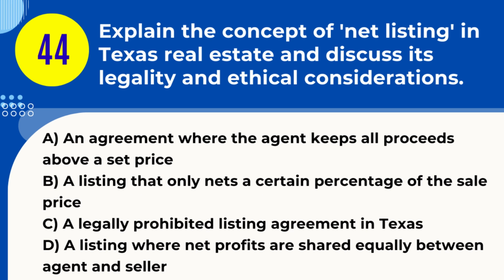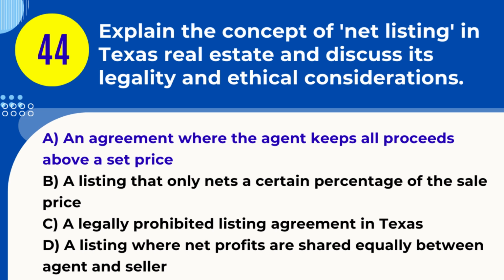Question 44. Explain the concept of net listing in Texas real estate and discuss its legality and ethical considerations. A. An agreement where the agent keeps all proceeds above a set price. B. A listing that only nets a certain percentage of the sale price. C. A legally prohibited listing agreement in Texas. D. A listing where net profits are shared equally between agent and seller.